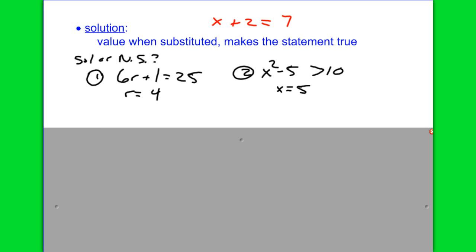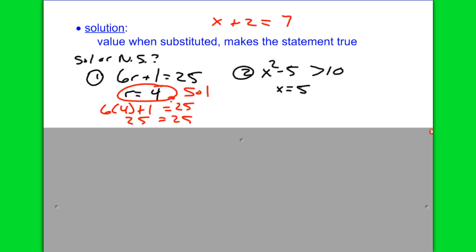Okay, so he's actually substituting. 6 times 4 plus 1, he's checking it out. He's saying, does that equal 25 in his mind? And he did it with mental math. 24 plus 1 is 25. So yes, 25 does equal 25. So yes, this is a solution.